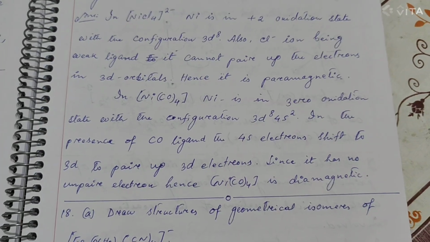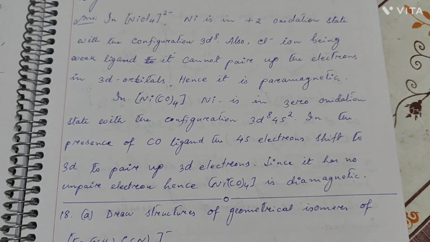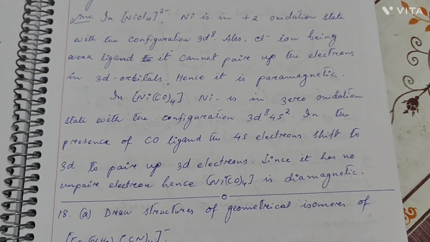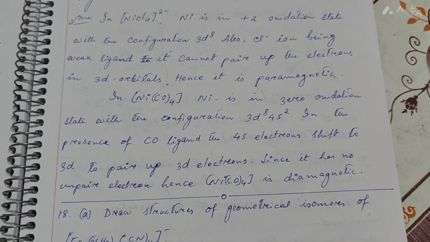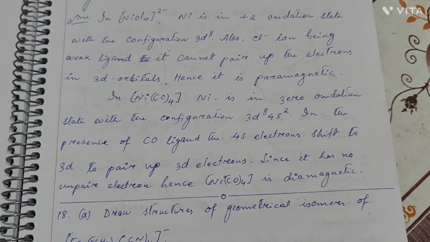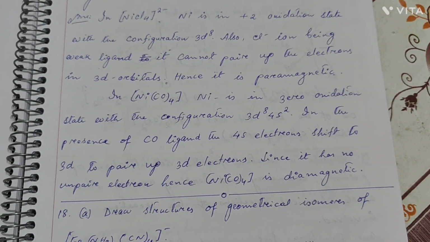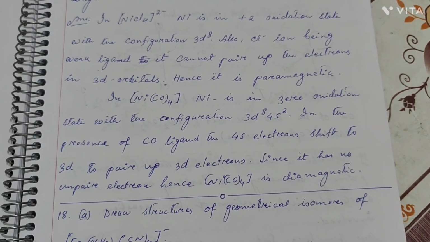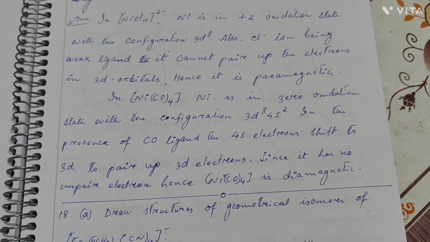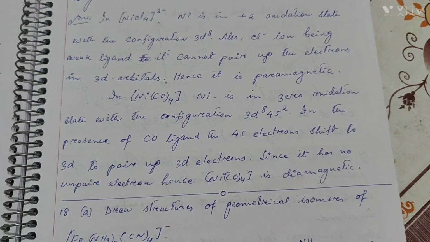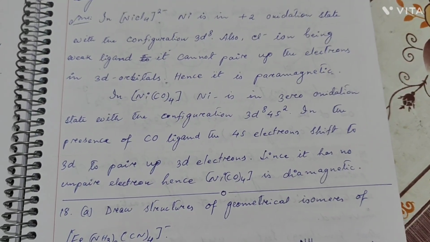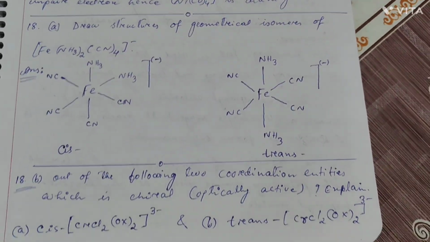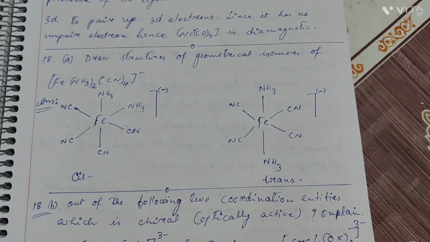In Ni(CO)4, Ni is in the 0 oxidation state with the configuration 3d8 4s2. In the presence of CO ligand, the 4s electrons shift to 3d to pair up the 3d electrons. Since it has no unpaired electron, Ni(CO)4 is diamagnetic. This is the answer. Next, coming to question number 18.